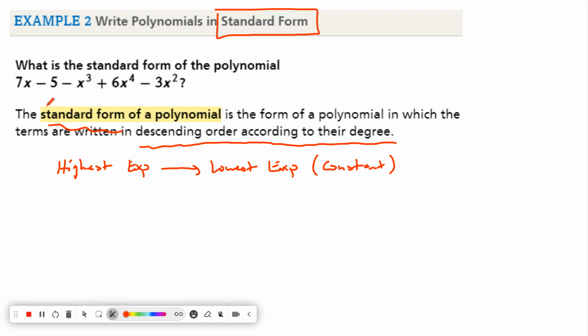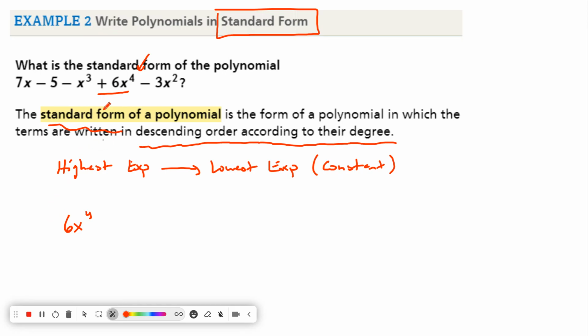Okay? So if we look at this polynomial, 7x minus 5y minus x to the third plus 6x to the fourth minus 3x squared. This is my highest exponent, right? My highest exponent is the x to the fourth. So he's going to be my leading term. Now it's positive, so I just write 6x to the fourth. If it was negative, I put the negative sign there, but it's not.